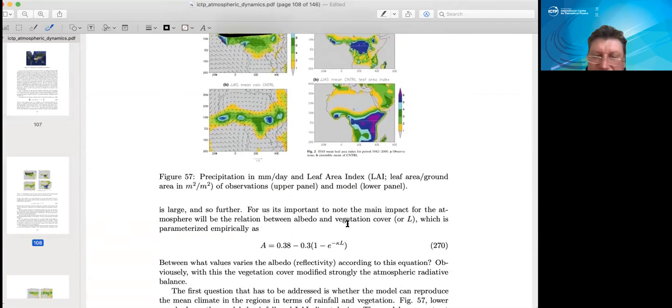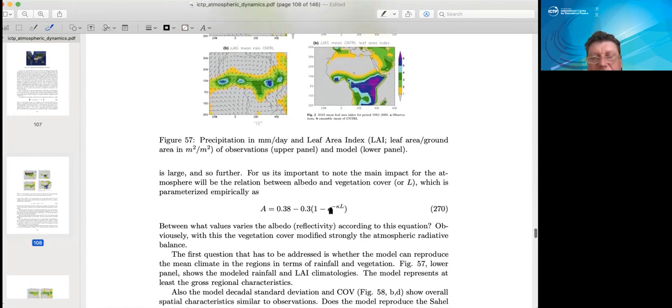But another equation is very important for the atmospheric model, because in the atmospheric model, albedo is usually also just a prescribed quantity. Albedo is very important because at the surface, it tells us how much of the solar radiation is absorbed and how much is simply reflected. So albedo is a very crucial quantity for a model. And if we have a dynamic vegetation model, we can parameterize this.